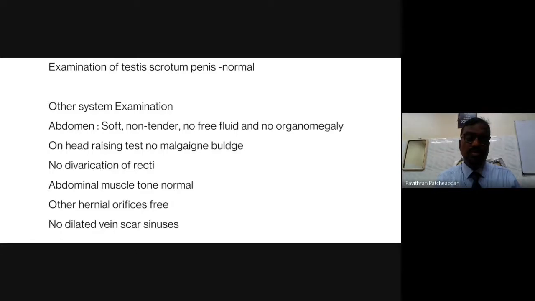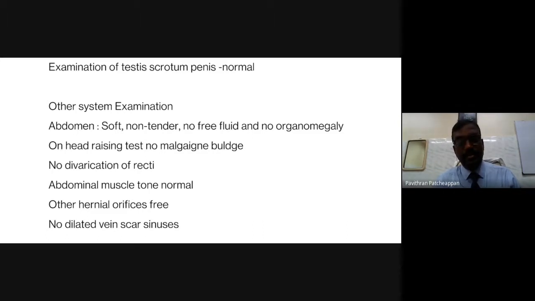Tell me the quadrant of the abdomen. What are the nine regions of the abdomen? Right and left hypochondrium, epigastrium, left and right lumbar, umbilical, left and right iliac, and hypogastrium. You told the nine regions of the abdomen. In which part will you mostly see this Malgaigne's bulge? Right and left iliac, sir. It's a bilateral iliac swelling.